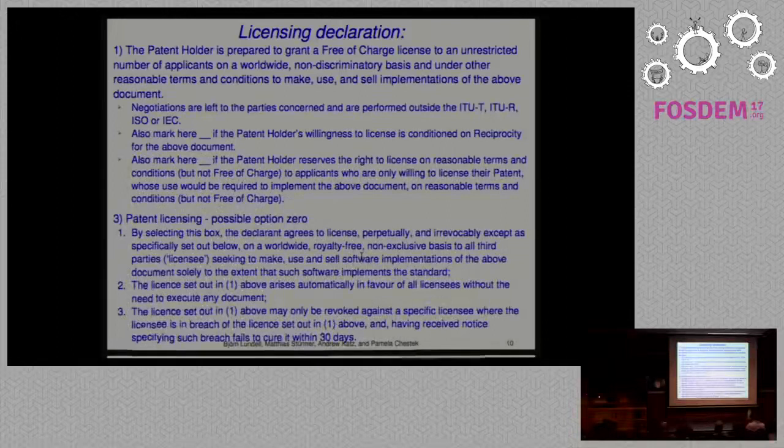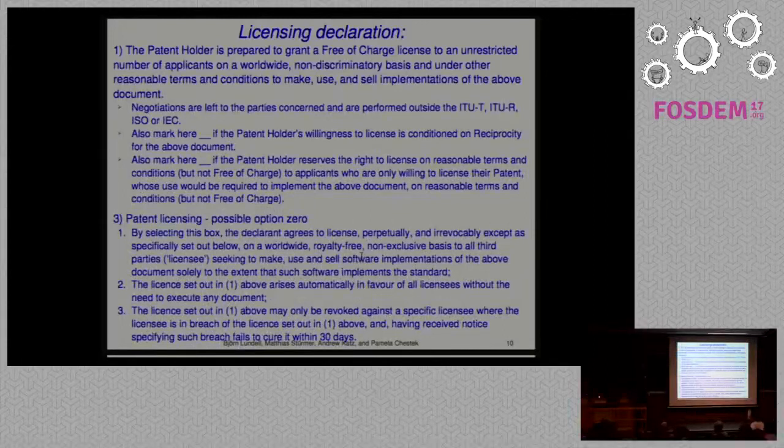The second part of the slide presents our suggested alternative, which is it would be possible for a declarant just to declare on the declaration form that, yes, this is the license that we're prepared to grant. It's a pretty broad patent license that's intended to be specific to the implementation of that particular standard. And it also contains wording that's fairly familiar to anyone that has looked at the patent license wording in licenses like Apache, GPL v3, and so on.